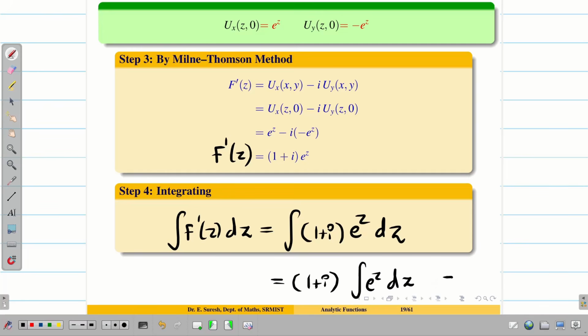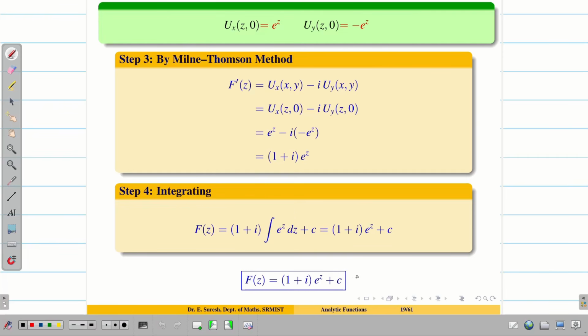So integration of e power z is simply e power z. So my answer is 1 plus i into e power z. As I said earlier, many students will make the error of stopping the problem here. Capital F of z is not my solution. I want to find the analytic function small f of z.